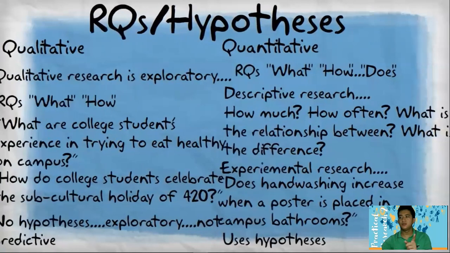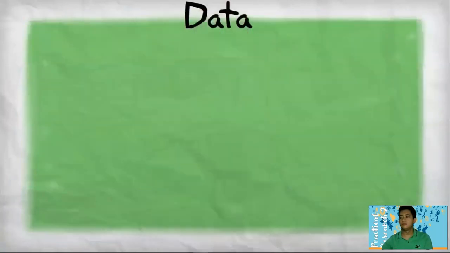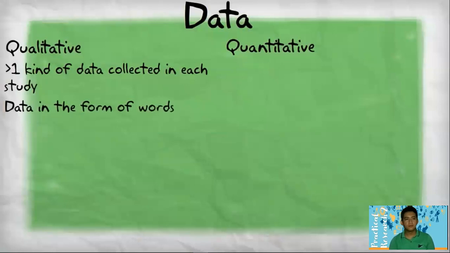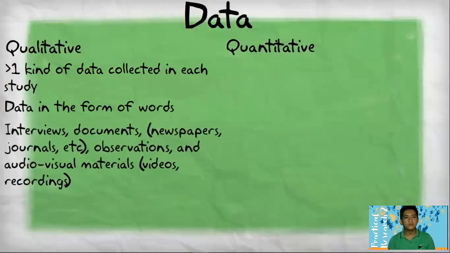Typically, in qualitative research, researchers collect more than one type of data in order to get a better, more holistic picture of what's going on in the field. The data used in qualitative research is almost always in what people say, or their words. This data usually comes from interviews, documents like newspapers or journals, observations, and audiovisual materials like videos or audio recordings. Researchers usually obtain multiple types of these kinds of data in order to answer a research question.